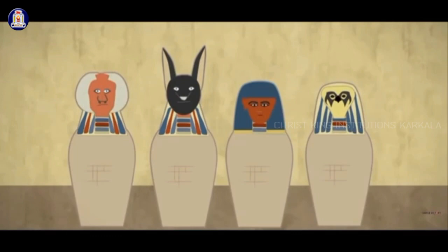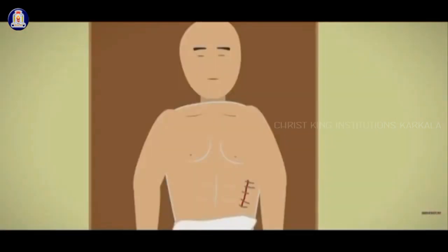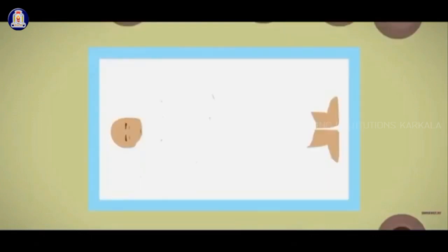These jars each featured a lid sculpted as one of the sons of Horus: Hapi, who protected the lungs; Duamutef, the stomach; Imseti, the liver; and Kebeseneth, the intestines. The body was then filled with myrrh, cassia, and other spices, then sewn up together and packed with a special salt called natron for up to 70 days, which prevented the flesh from rotting.